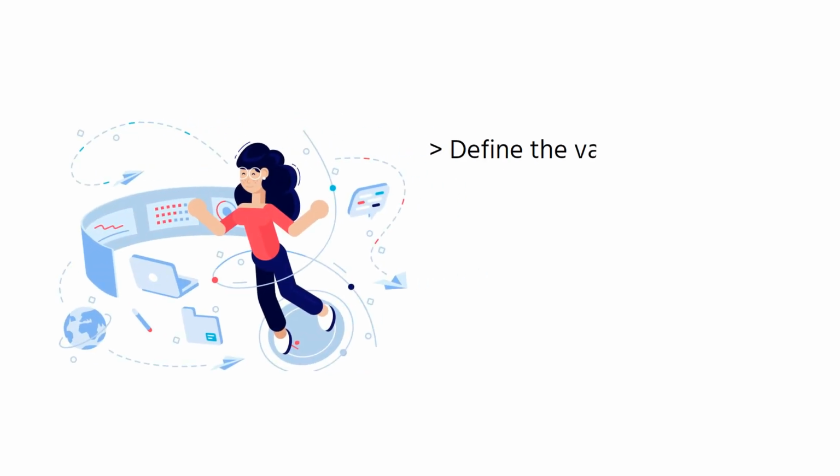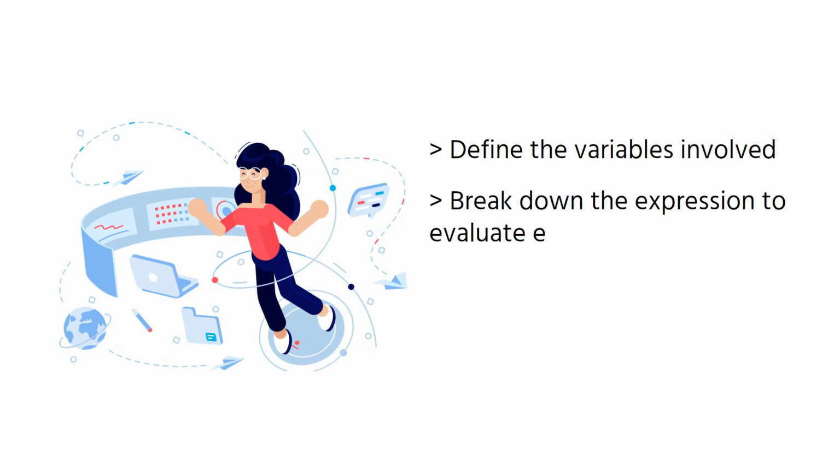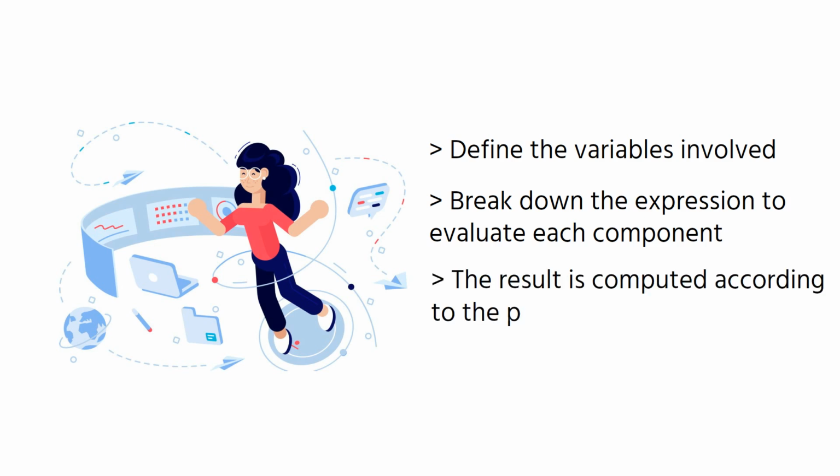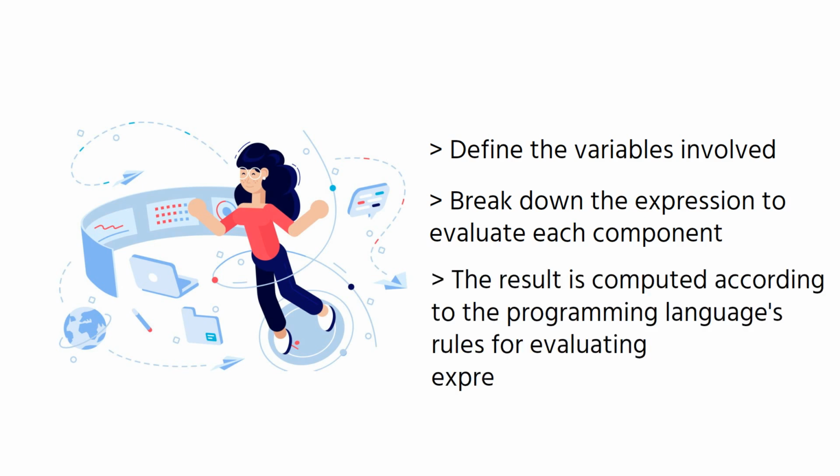First, define the variables involved, then break down the expression to evaluate each component, starting with the innermost operations based on precedence. Finally, the result is computed according to the programming language's rules for evaluating expressions.